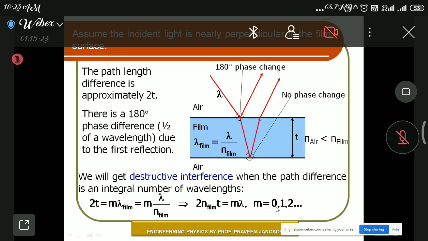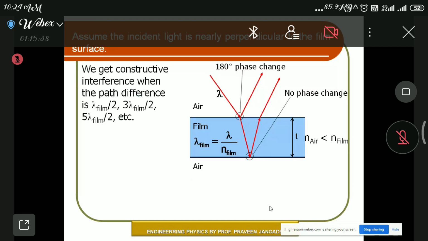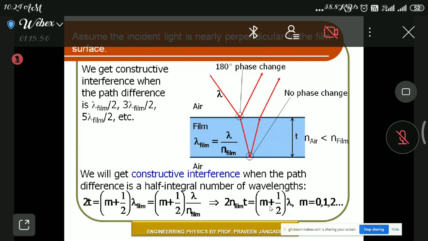And m varies from 0, 1, 2. So if you substitute these values, the first value comes out to be 0, then 1 lambda, 2 lambda, etc. In this way you get the integral numbers of wavelength. And we get the constructive interference when the path difference is lambda by 2, or 3 lambda by 2, or 5 lambda by 2. Now you can see how the condition has changed.